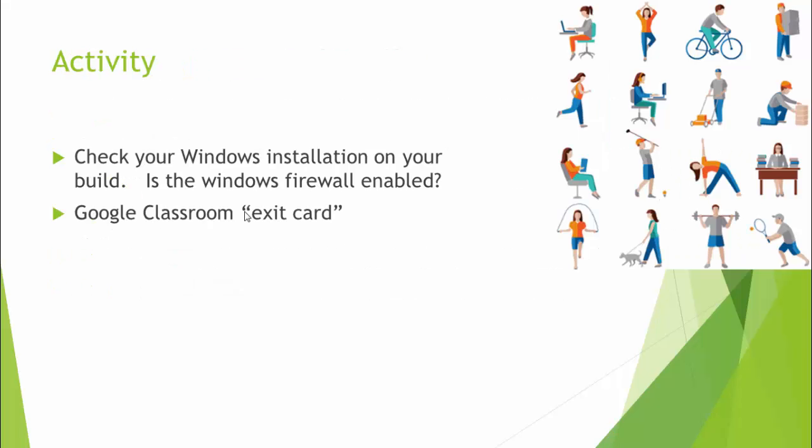Okay, as an activity today then, go ahead and check your build computer. Is the Windows firewall enabled? Make sure that it is. Have a look at the settings that are available there. When you've finished, go ahead and do the Google Classroom exit card.